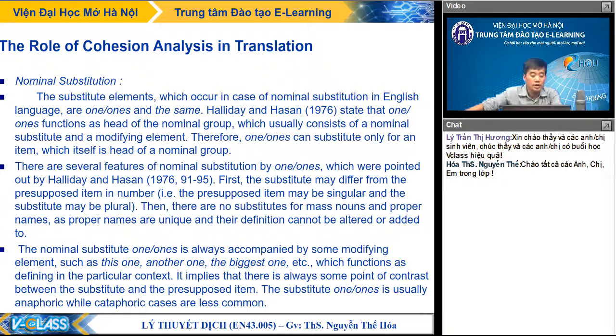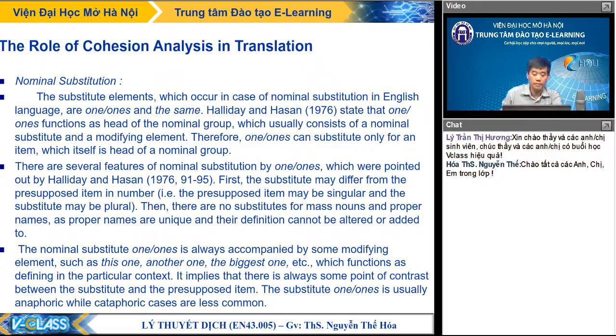Now, nominal substitution. Nominal here means noun. For nominal substitution, we often use one or ones. One is for the singular, ones is for the plural form. So we have to use some other kinds, such as this one, another one, the biggest one. And it is rather helpful for you.